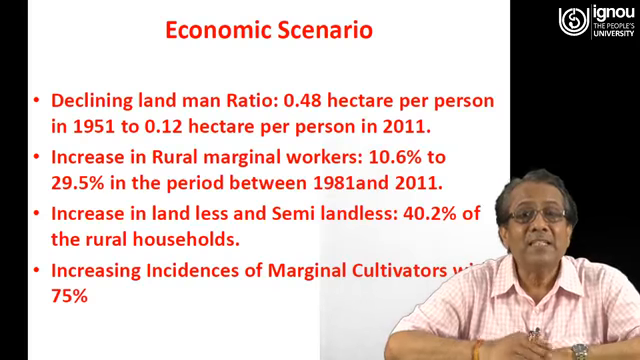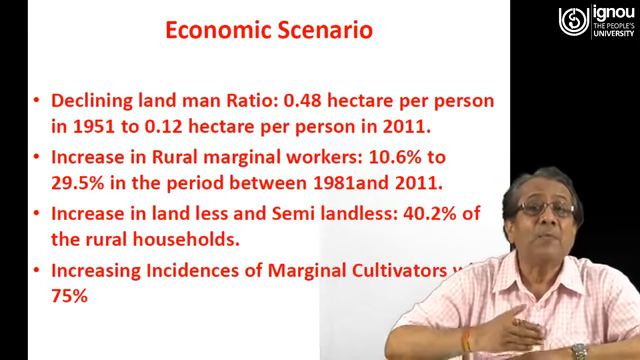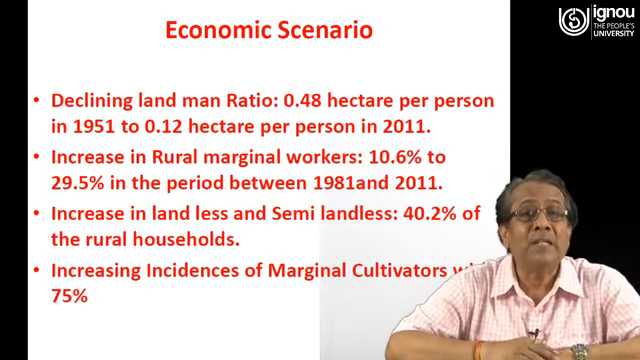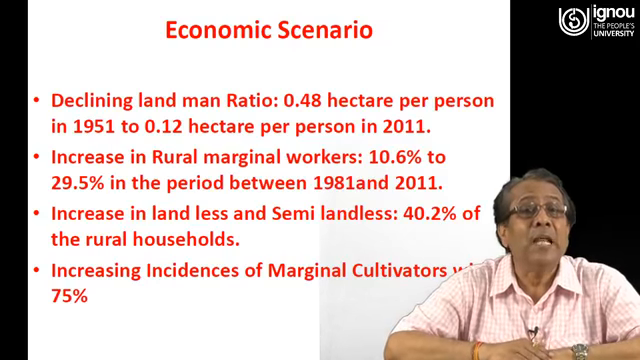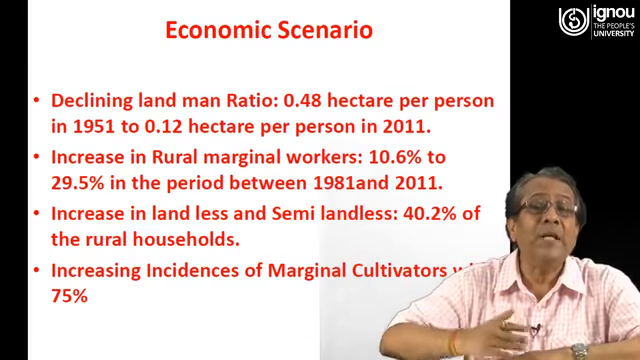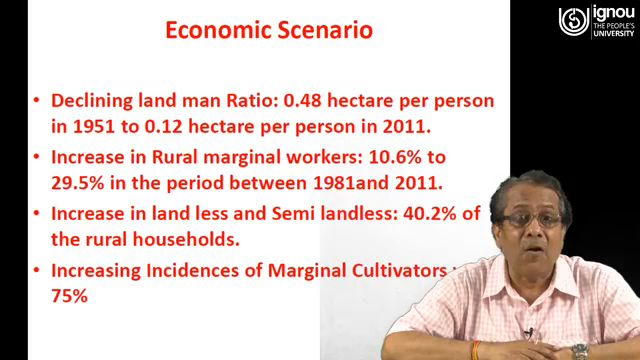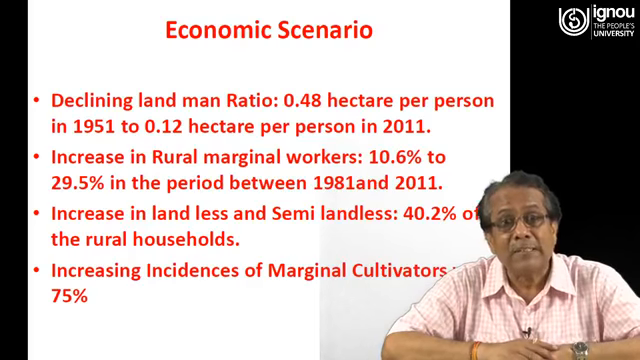In the 1980s, roughly 10.6% of the people belonged to the category of marginal workers. In 2011, their proportion of the rural workforce has increased to the extent of 29.5%. So what you find is roughly a threefold increase in the category of marginal workers.